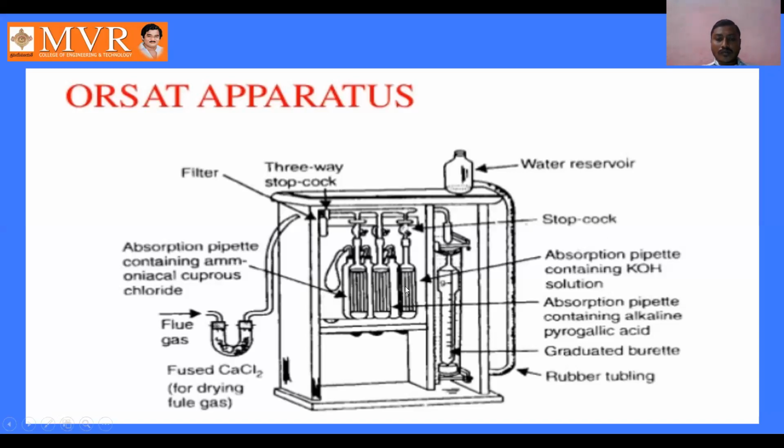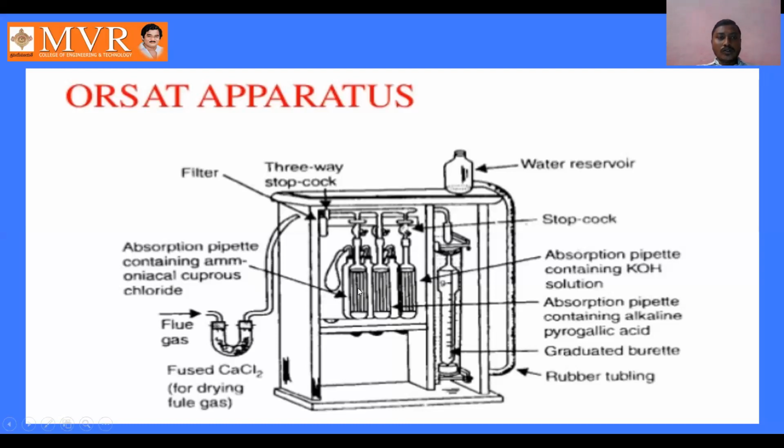Above these three flasks we have stopcocks, which are used for stopping the gas from entering the flasks. In every flask we have some solution. In the first flask we have a solution of KOH, in the second flask a pyrogallic acid solution, and in the third flask a solution of ammoniacal cuprous chloride.